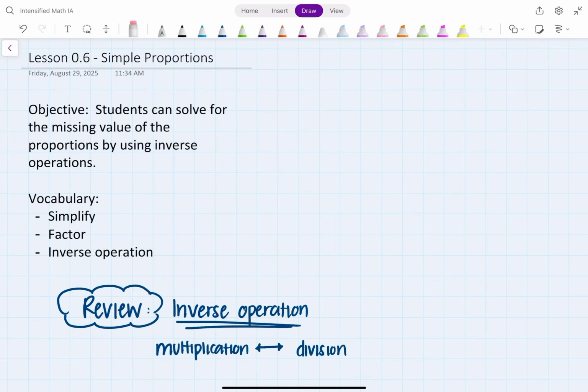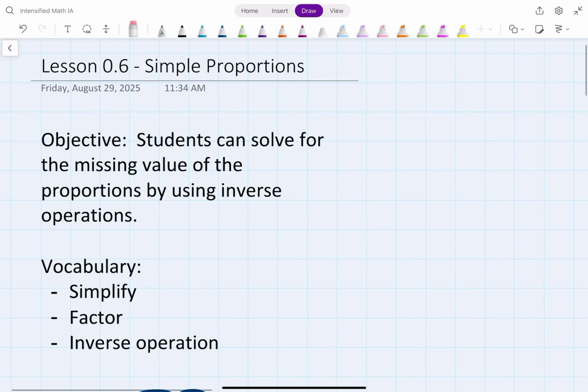Alright, guys, so we're going to go ahead and get started here. We're working on simple proportions. This is lesson 0.6, and we're going to be focused on solving for unknown variables in given proportions and also creating proportions and solving them as well. So let's go ahead and get started.